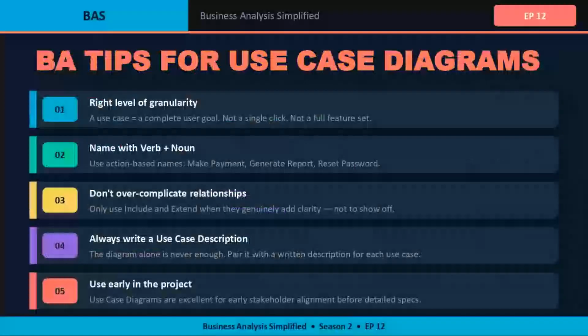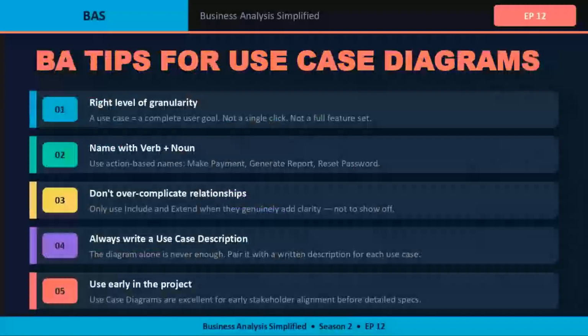4. Always write a use case description alongside the diagram. The diagram alone is never enough. And 5. Use use case diagrams early in the project. They are excellent for early stakeholder alignment before detailed requirements are written.